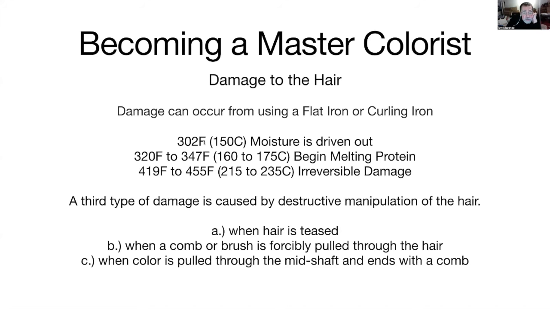At 302 degrees Fahrenheit, which is 150 degrees centigrade, that's when the moisture is driven out. So you know that when you put a curling iron on the hair, or even if it's on dry hair, you see a little bit of smoke come out. That smoke is generally moisture. You're driving out what moisture was left in the hair.